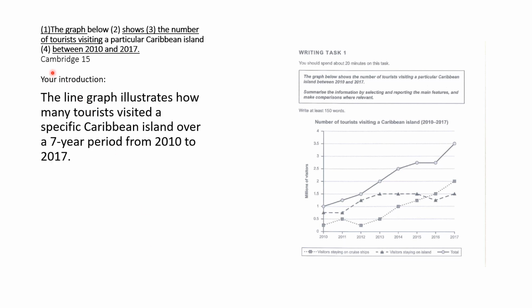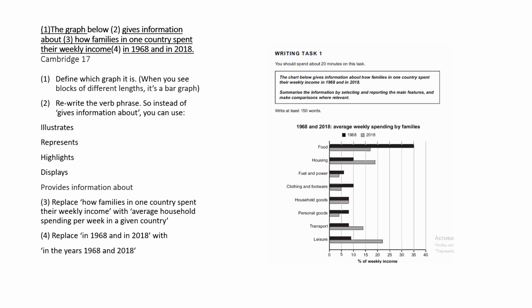And here is our introduction. The line graph illustrates how many tourists visited a specific Caribbean island over a 7-year period from 2010 to 2017. We successfully paraphrased the given task. Let's move to the second task.